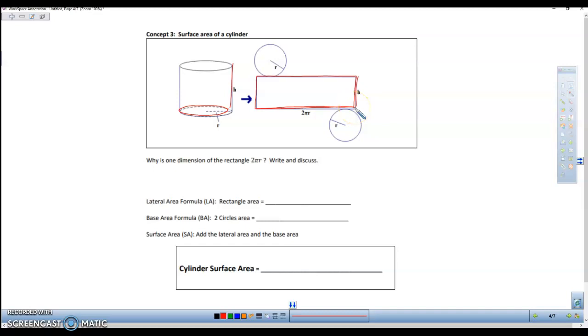So that will give you that lateral surface, is what we call that part. This is called the lateral surface. And then each of these, of course, are called our bases.